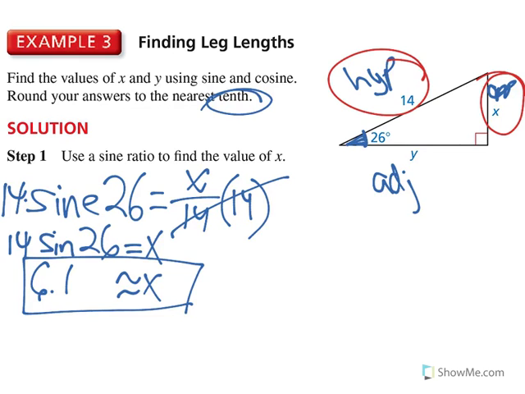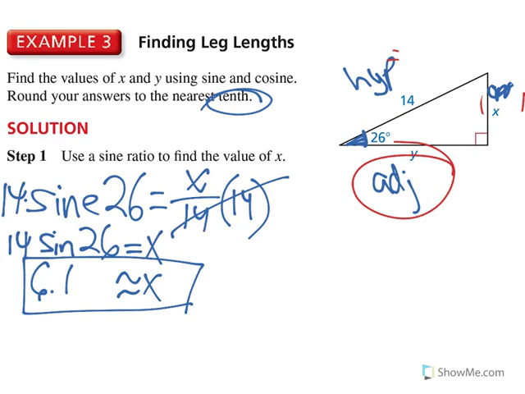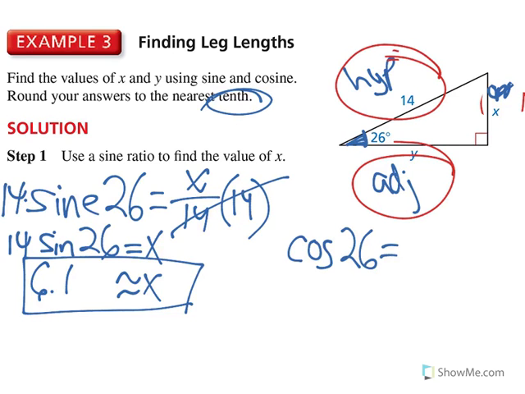Then I also need to find y. If I go back to my problem here, y is my adjacent. And then again, I'm going to use whatever side I have, which is my 14, my hypotenuse. So adjacent and hypotenuse is my cosine function. So cosine of 26 would equal my adjacent over hypotenuse, so that gives me y over 14.